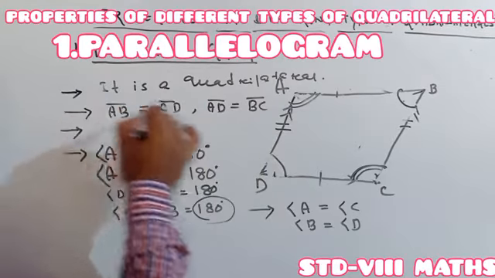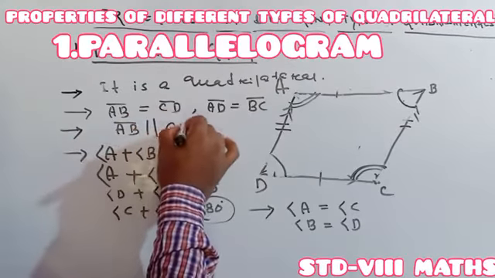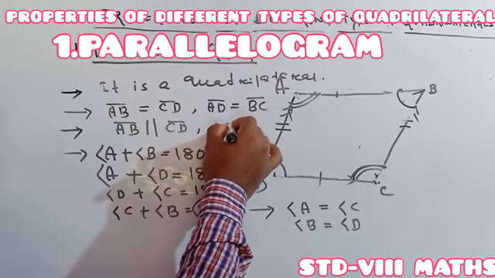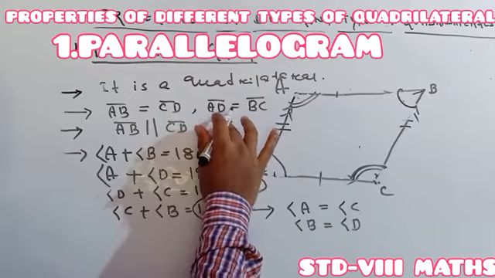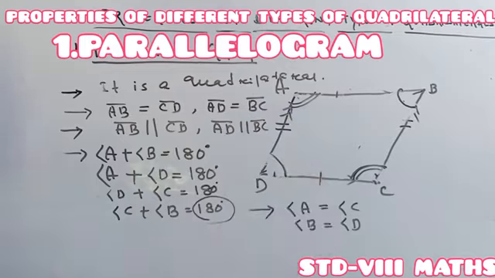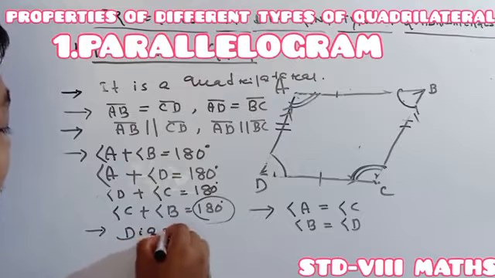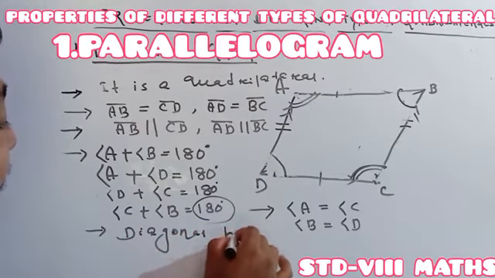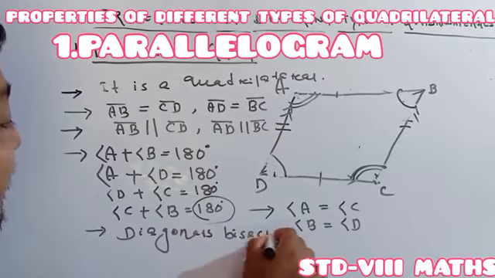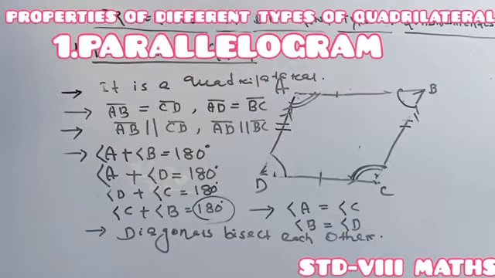Then pairs of opposite sides are parallel. See how we can write. Parallel means AB, this is the symbol of parallel. AB is parallel to CD. Another one, AD is parallel to BC. And another property here: the diagonals bisect each other. Regarding that property I missed, you also have to insert it there. Diagonals bisect each other. Okay, only this much property you have to remember.